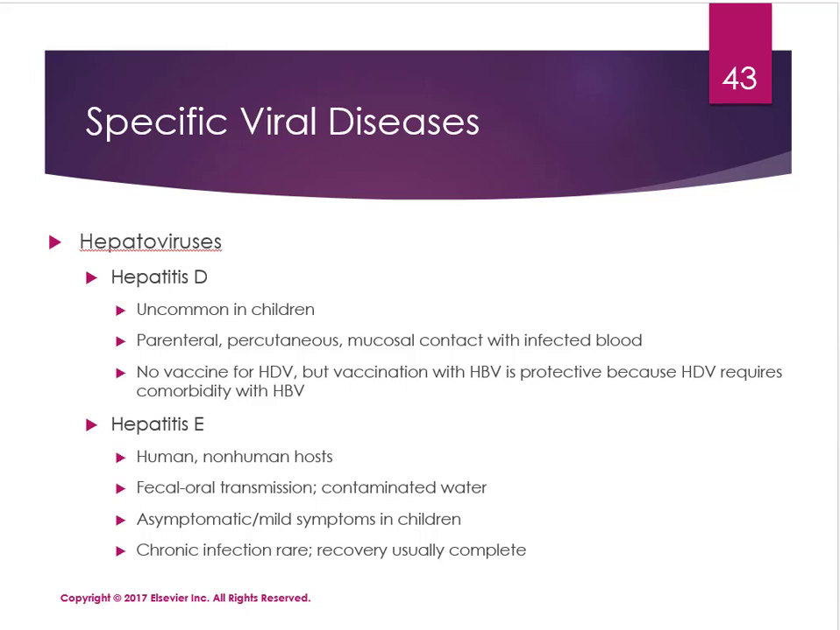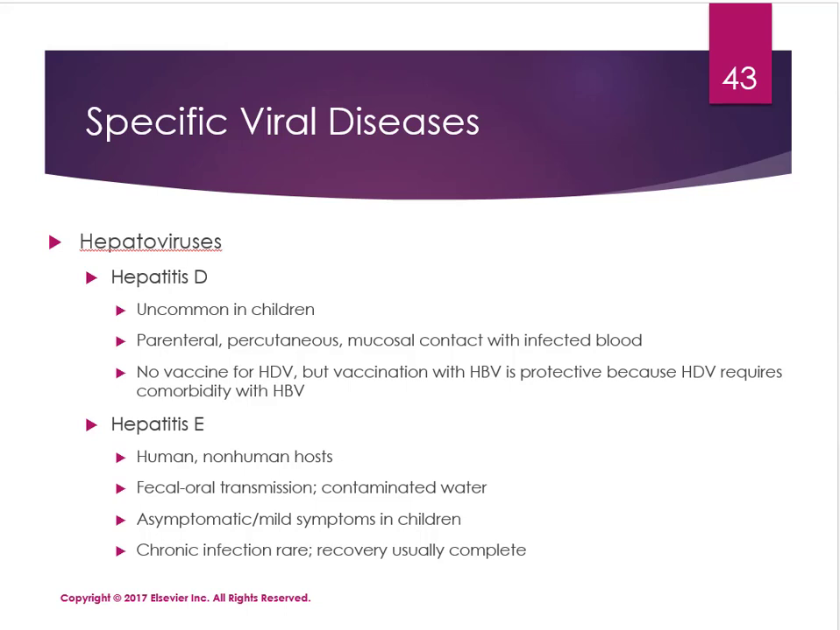Next is hepatitis E. It's found in humans and also non-human hosts. It's transmitted through the fecal-oral transmission route and can be found in contaminated water. It's an acute infection whose symptoms are very similar to other viral hepatitis. Individuals are usually older, adolescents and young adults. Children are usually asymptomatic or only experience mild symptoms, and if symptoms do occur, they are typically within 15 to 60 days after exposure.